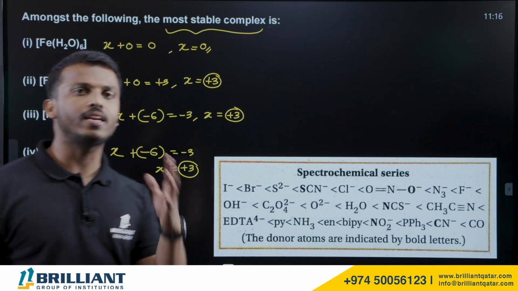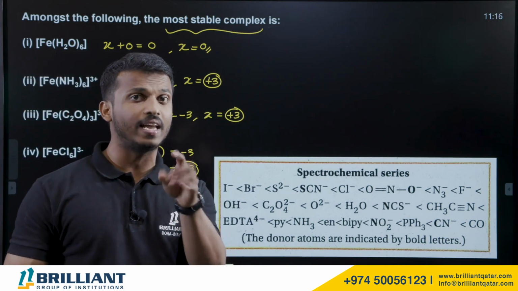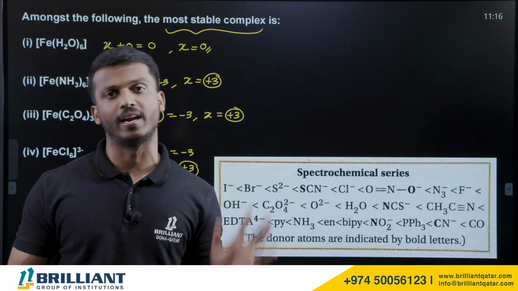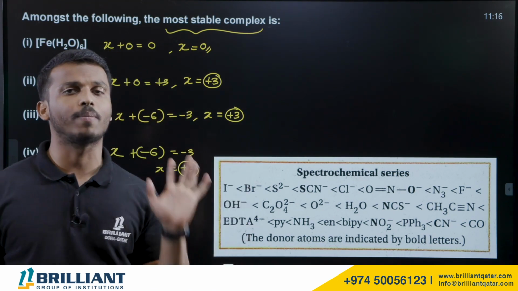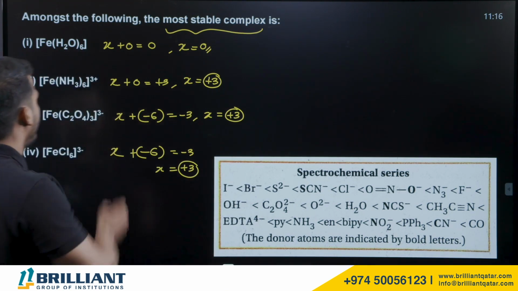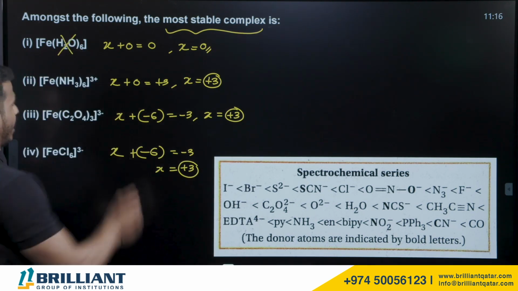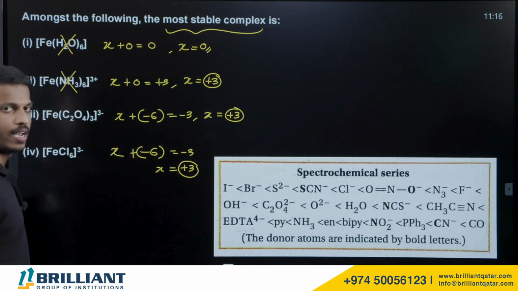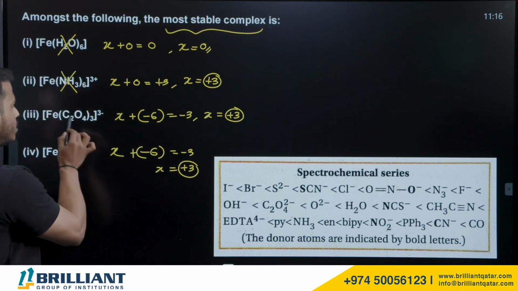Next factor, chelating effect. Yes, is there a chelating ligand or not? What is a chelating ligand? It's a bidentate or polydentate ligand. Just to check it, is there a bidentate or polydentate ligand? Water is a monodentate ligand, so it cannot make chelation. Amine is a monodentate ligand, it cannot make chelation.